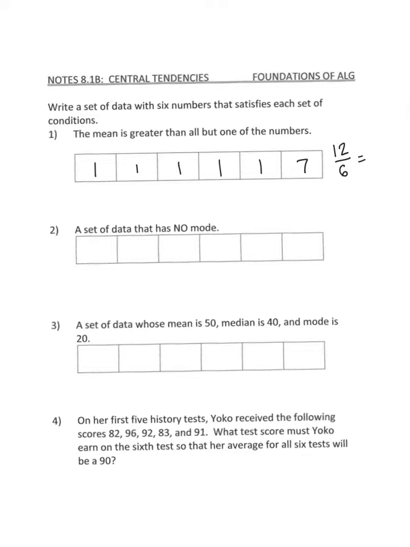And I would have 12 divided by 6, and that gives me 2. And if we check, my mean of 2 is bigger than all of my numbers except for 1, which would be that 7.